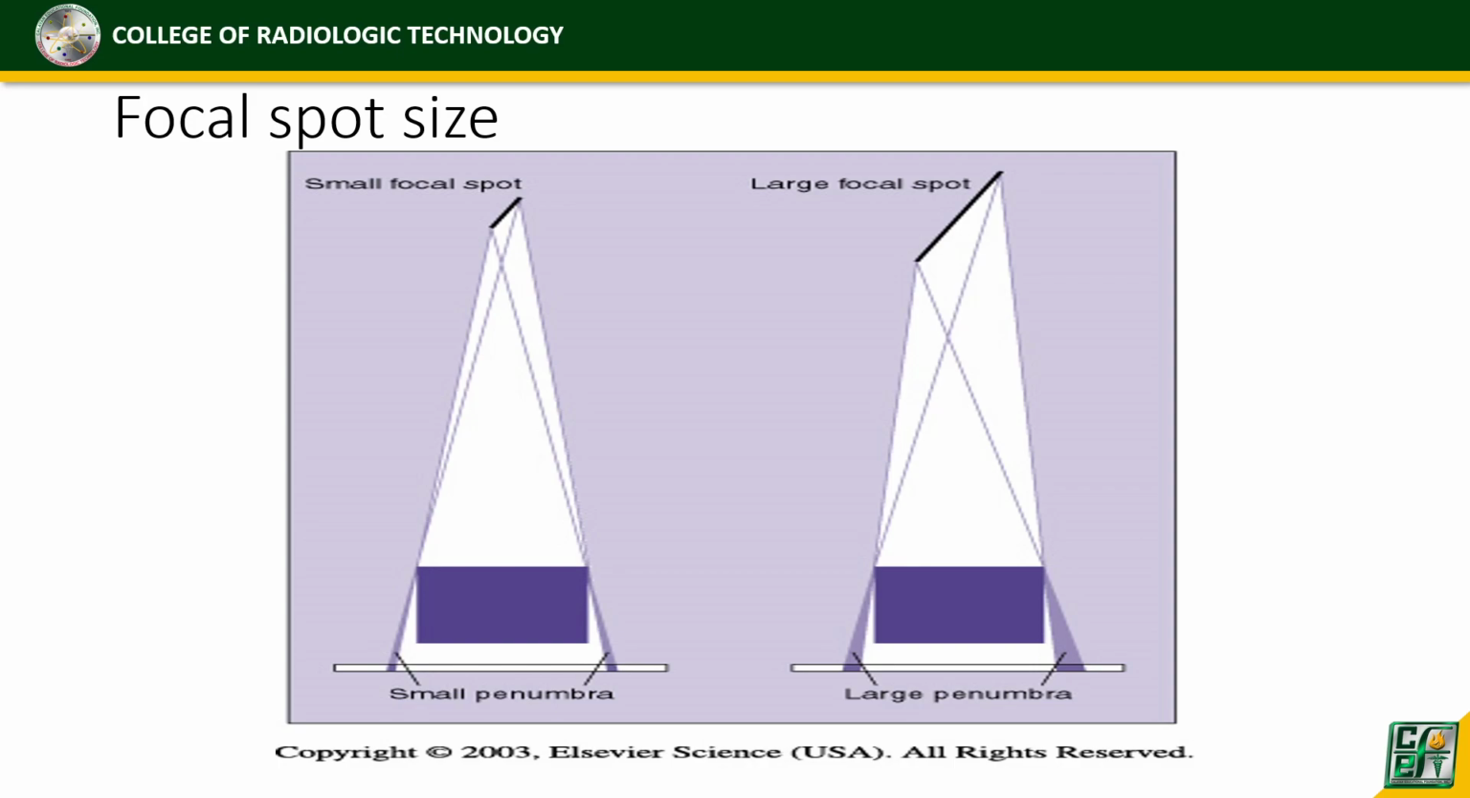So it turns out na if you use small focal spot, maliit lang din yung penumbra, yung unsharpness. Okay? And when you use large focal spot, malaki yung penumbra compared sa small focal spot. Okay?